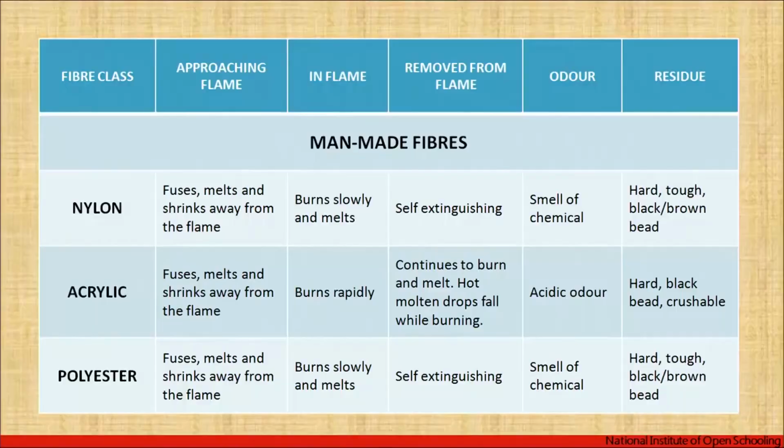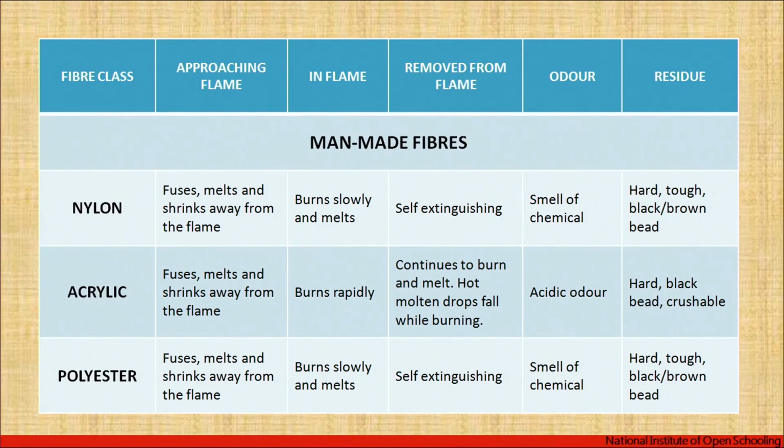So if you burn a piece of fabric which smells like burning hair, then you can easily identify it as a protein fiber, and then you can find out whether it's a silk fiber or a wool fiber by doing other tests also. Other one is your man-made fibers. The odor is always a smell of a chemical or an acidic odor. When we burn synthetic fibers, they fuse, melt and shrink away from the flame. When they are in the flame, they burn slowly and melt.